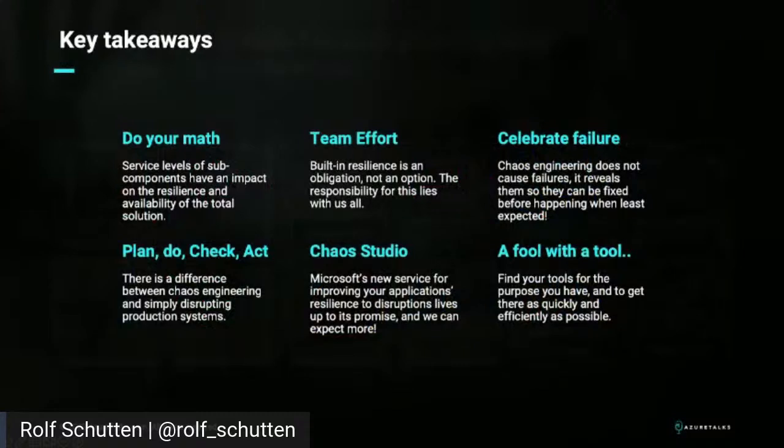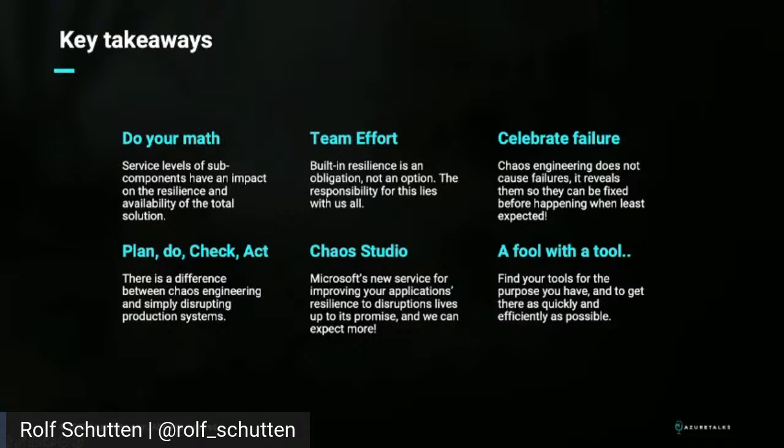And I would like to end with summarizing what I covered in this session. And that is that service levels of subcomponents have an impact on the resilience and availability of the total solution. A 99.99 availability guarantee for a virtual machine does not mean that the entire solution is 99.99% available. And as a developer or IT pro, it's up to you to do your homework on this and do your math. And following DevOps methods, we are all responsible for the quality of the products and services that we build.